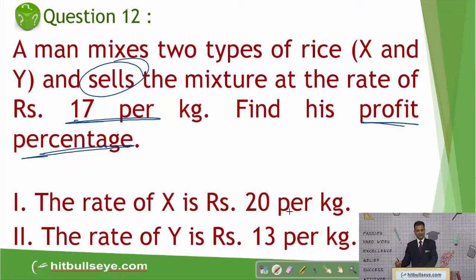Now the rate is given; he mixes two types of rice. Here it is not given in what ratio we have mixed. What is the quantity of X? It could be 2 kg, 3 kg, 5 kg. So we can't tell the answer from the first option.